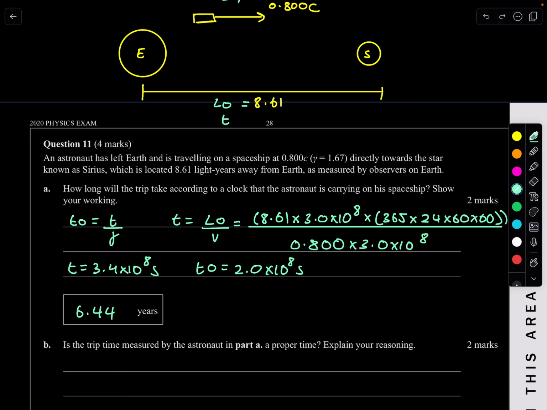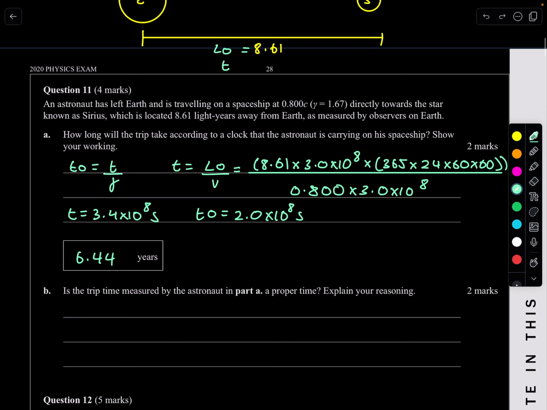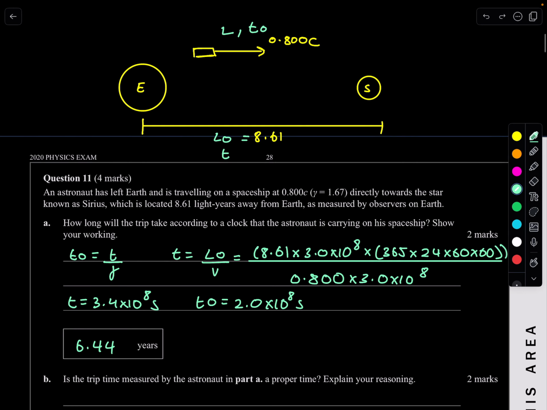8.61 light years away from Earth. Wow. Is the trip measured by the astronaut in part A proper time? Explain your reasoning. Yes, it is. It is proper time that the astronauts are measuring, and so we need to explain why.